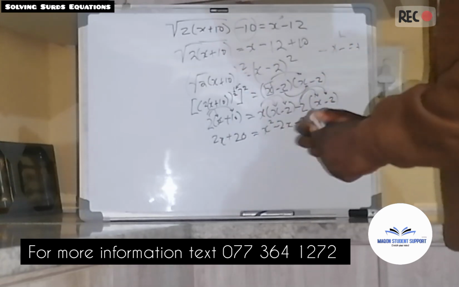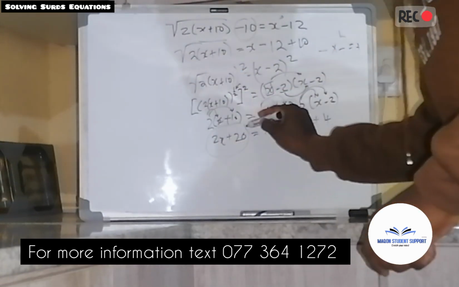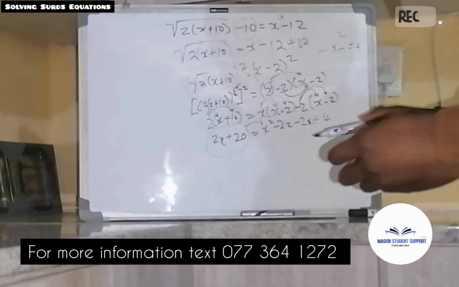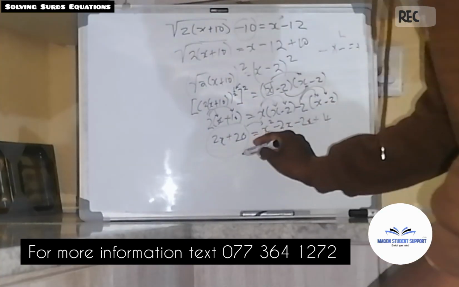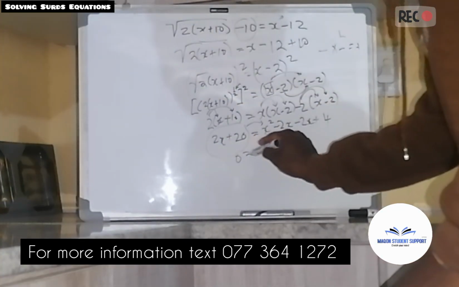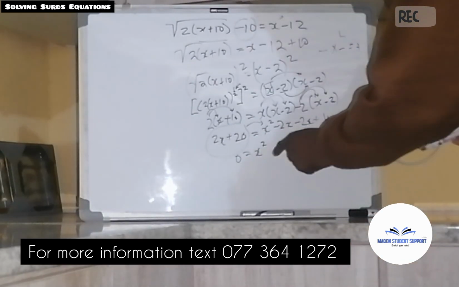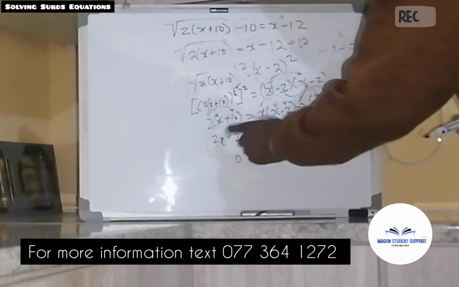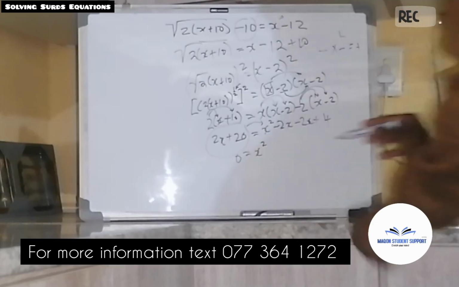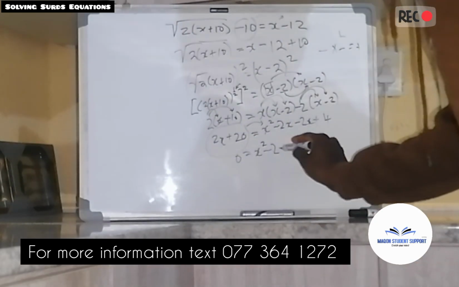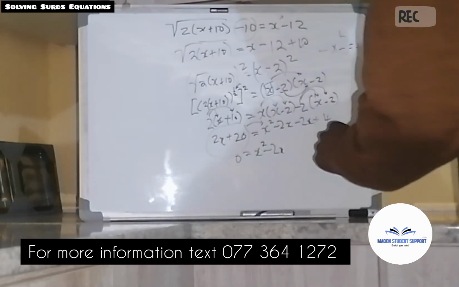So the best solution is that we must take these ones to the other side. And then when we take everything to the other side, what will be remaining here will be 0. And then we arrange. Now here we don't have an x squared, so we will write the x squared, and then the next term is negative 2x on the right hand side.